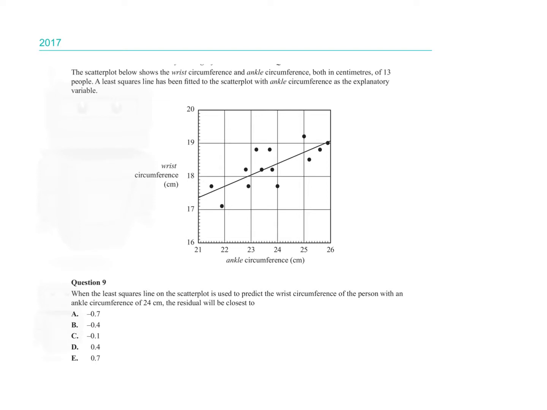So we've got the scatter plot again. When the least squares line on the scatter plot is used to predict circumference with a person of ankle circumference 24, the residual is. So we're trying to find the residual. If you just wrote the formula, residual is actual minus predicted. Predicted is the line, and actual is the dot.